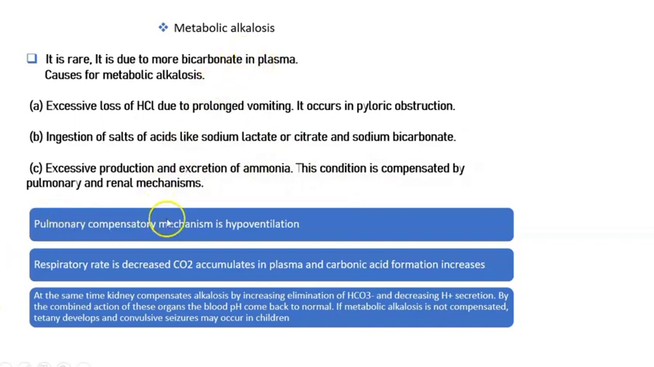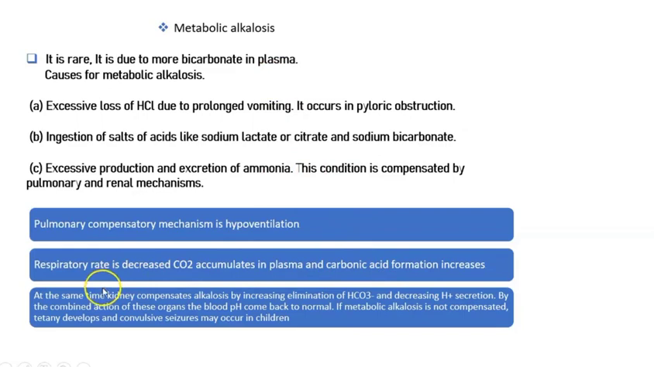So, pulmonary compensation mechanism. How can metabolic alkalosis be compensated? One of the ways it can be compensated is by hypoventilation. Hypoventilation means the breathing is less. The respiratory rate is decreased. So the blowing off of CO2 will be less, and plasma carbonic acid accumulates. If the respiration that blows off the CO2 and carbonic acid from the system is less, this acid will build up to compensate this metabolic alkalosis.